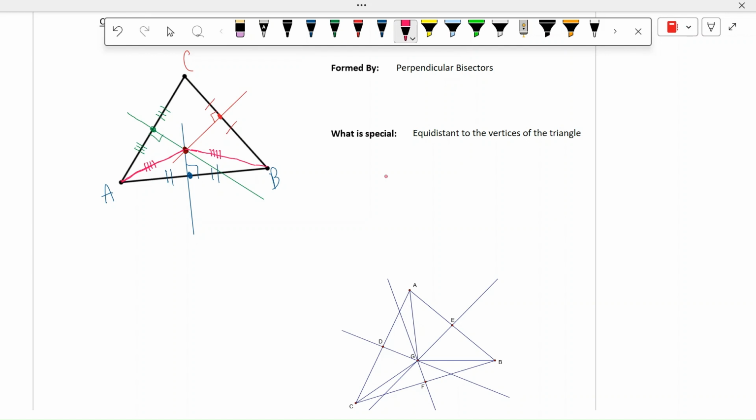Furthermore, I have this red perpendicular bisector. This point is on the perpendicular bisector of segment BC, which means this point is equidistant to C and B. So not only is this segment equal to that segment, this segment is also equal to this one, which means all three of those segments are equal to each other. So what we've just found is the one point that is the same distance from all three of the vertices of a triangle. What is special about this circumcenter is that it is equidistant to the vertices of the triangle.